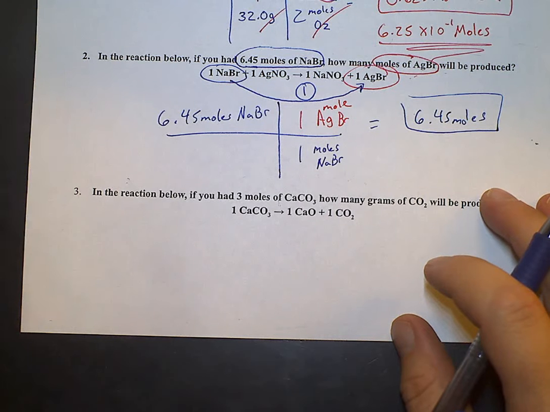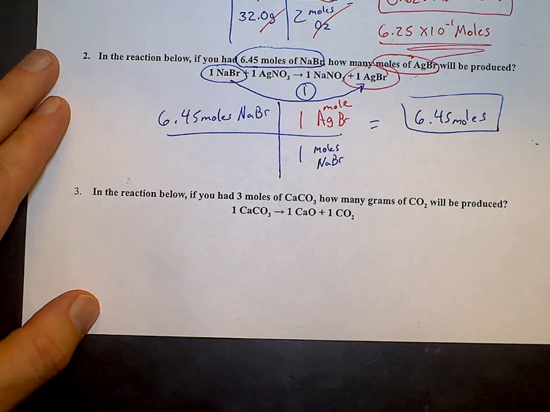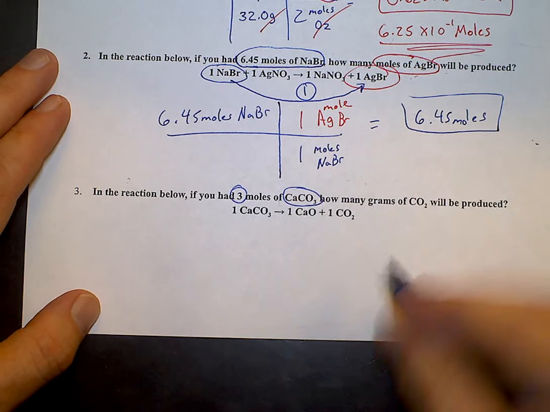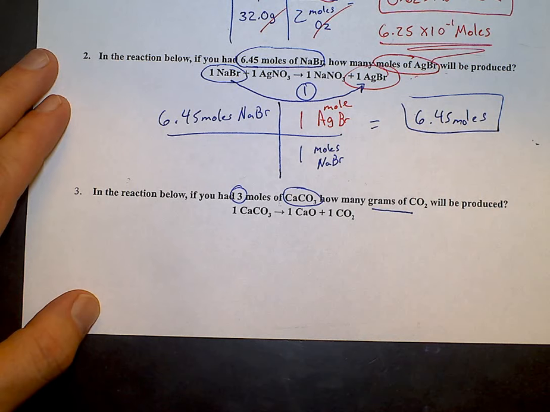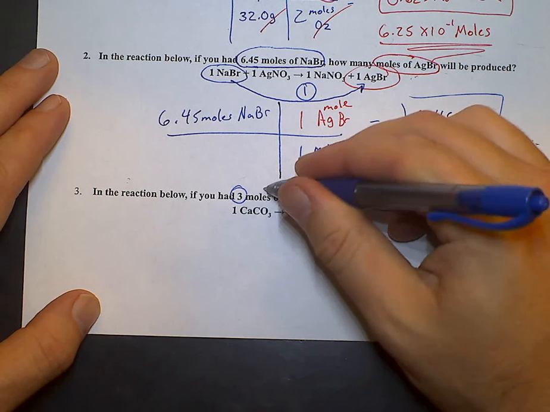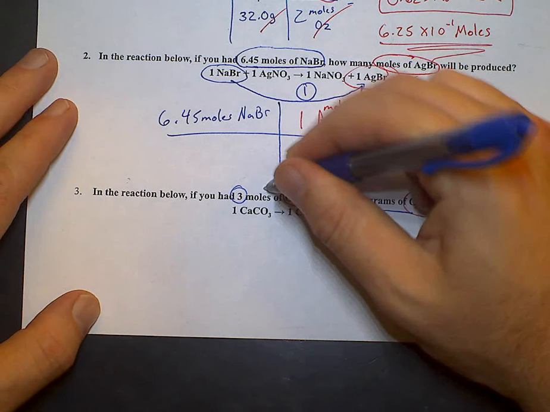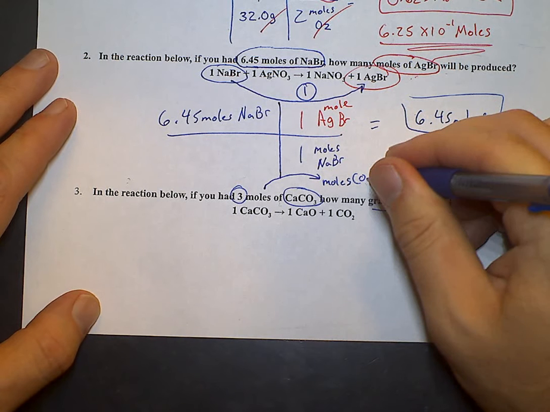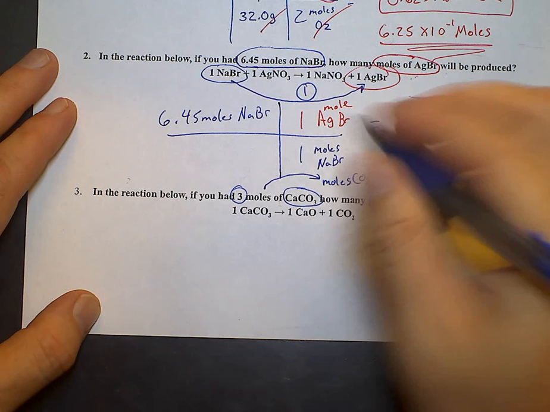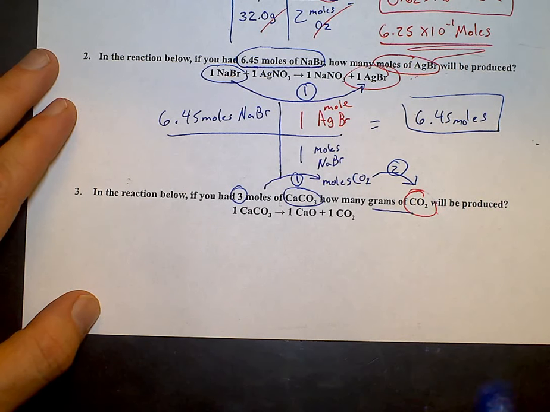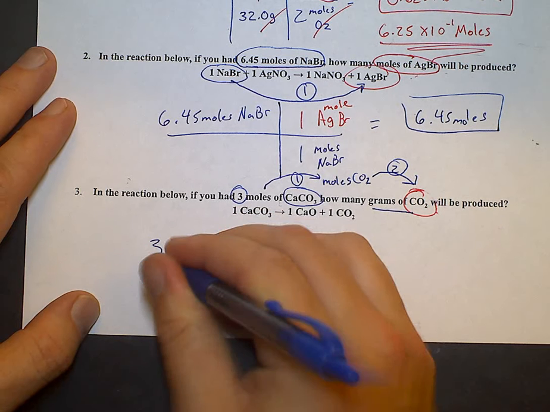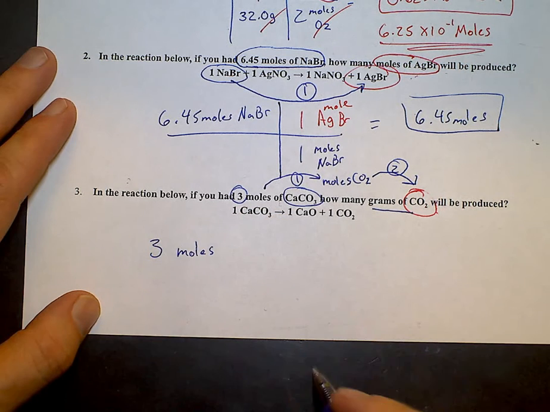Reaction below. What if we have 3 moles of calcium carbonate? How many grams of CO2 are we making? We're going from moles of calcium carbonate. Moles can only be changed into moles of a different substance, so moles of CO2, and then we're changing it to grams. So this is a 2-step problem. Always start with the number in the problem. We have 3 moles of CaCO3.